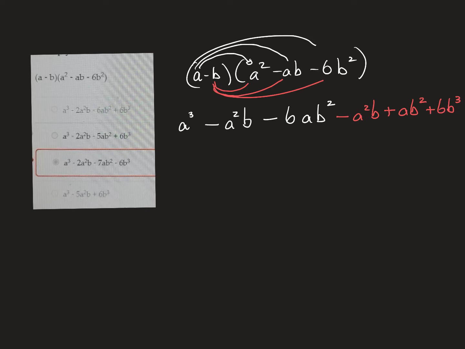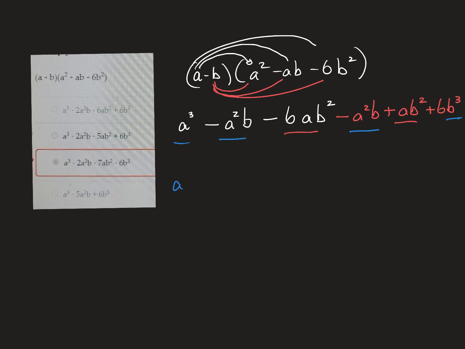Okay, so now let's take a look to see what stuff I have. I have a positive ab squared here, and a minus 6ab squared there. Those are like terms. And then I also have this, which is like that one. And then I have that and that are separate.